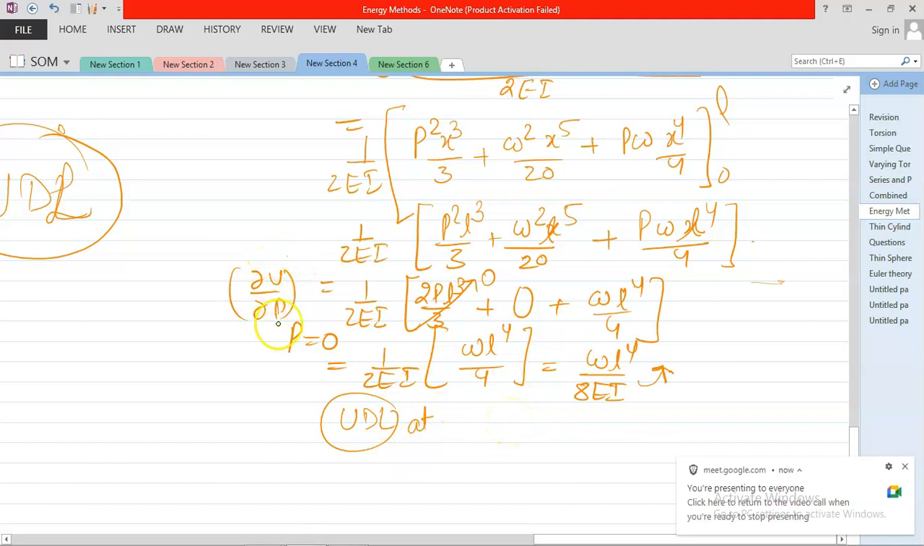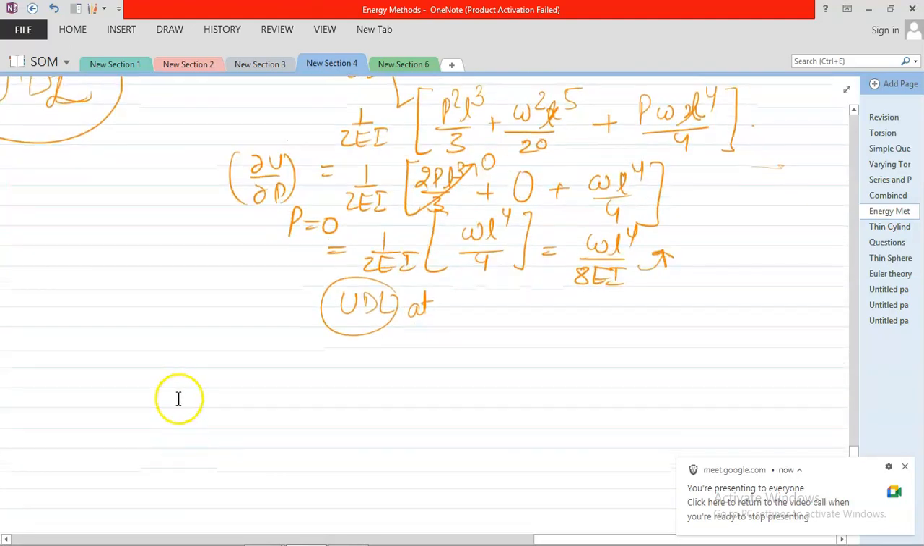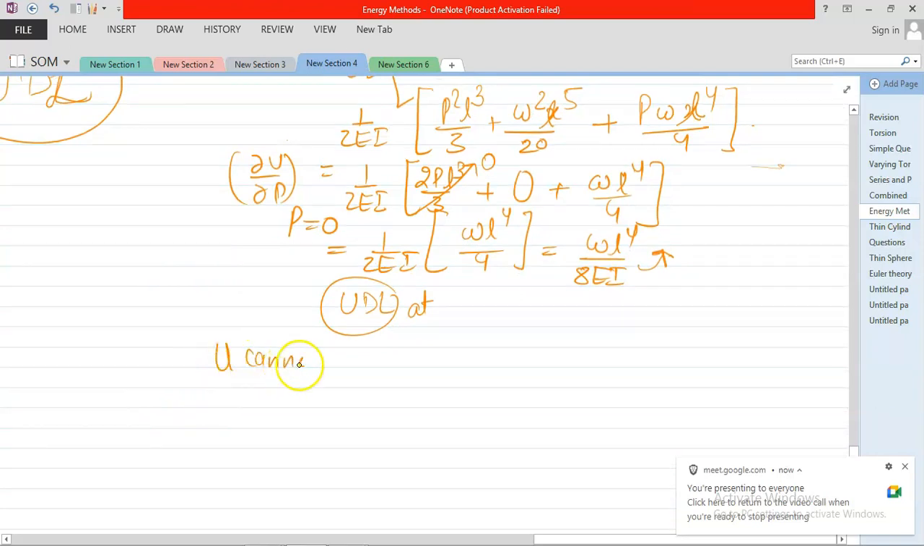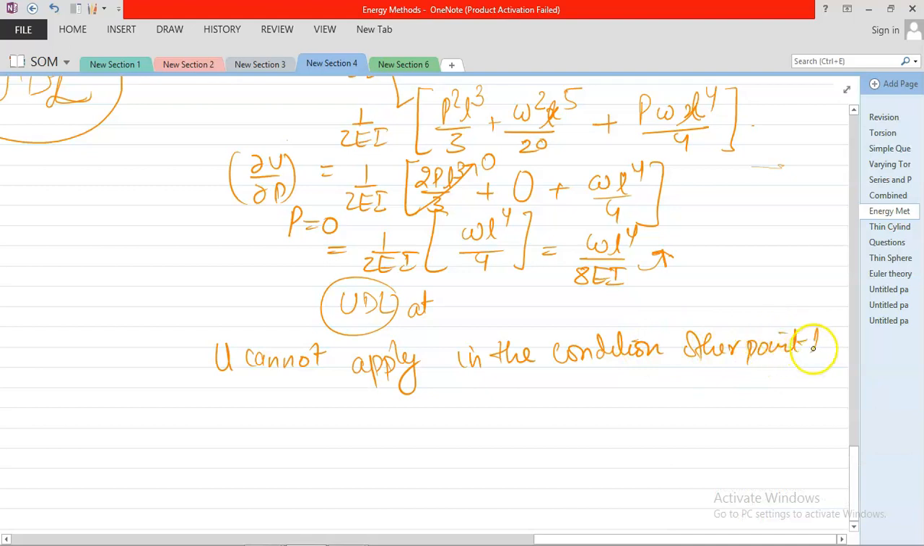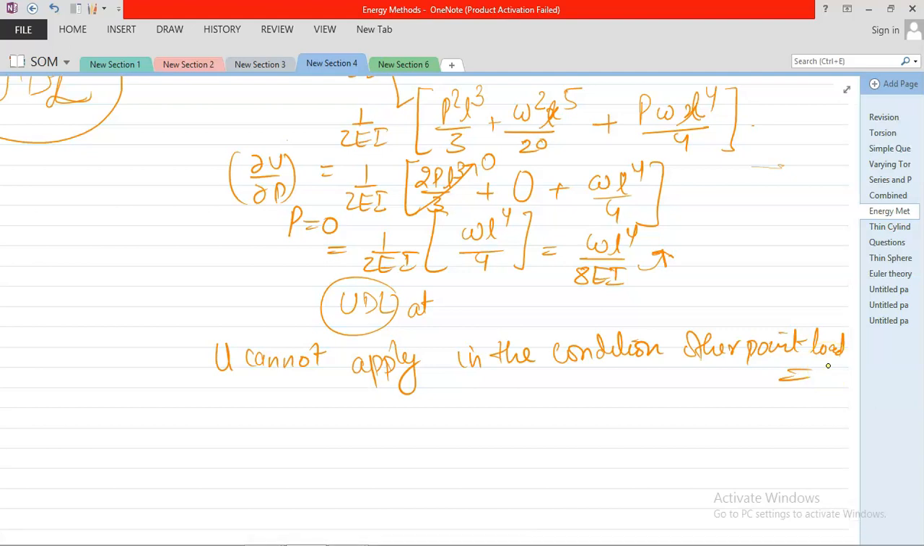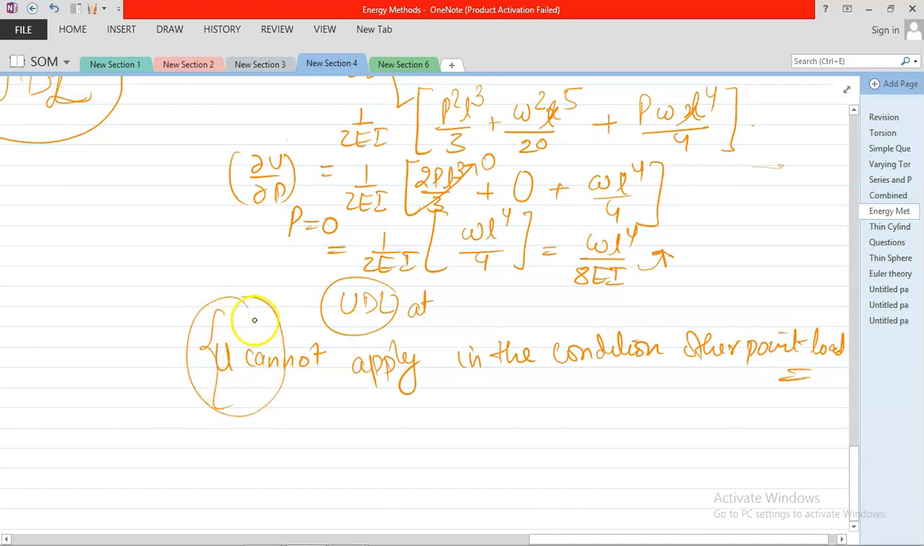Okay. And so what are the limitations of this theorem? I am going to write it. First of all, you cannot apply it in a condition other than point load. If there is no point load, you cannot apply it directly. Hence, if there is no point load, assume a point load, then substitute the value, differentiate with respect to that load, and put the value equal to 0. You can get the deflection. Okay, this is the first condition of this theorem.